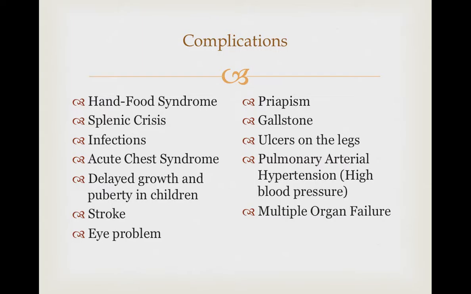Children with sickle cell anemia often grow more slowly and reach puberty later than other children. A shortage of red blood cells, which is anemia, causes the slow growth rate. Adults with sickle cell anemia often are slender or small in size.